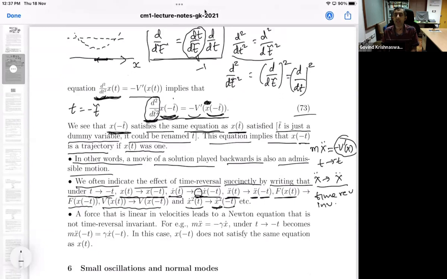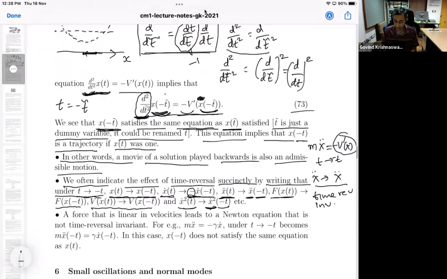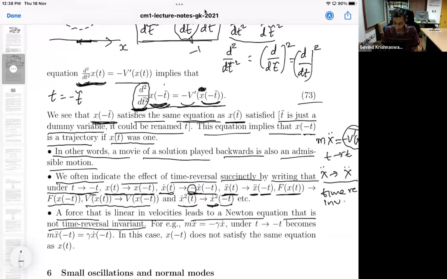Now let me give you an equation that is not time reversal invariant, which will make it much more clear, I hope. A force that is linear in velocities leads to a Newton equation that is not time reversal invariant. Okay, so let us look at a force which is linear in velocities. You will recognize this from your homework. m x double dot is equal to minus gamma x dot. So suppose the force is given by minus gamma x dot. More on this in the homework, but let us just consider the equation here.